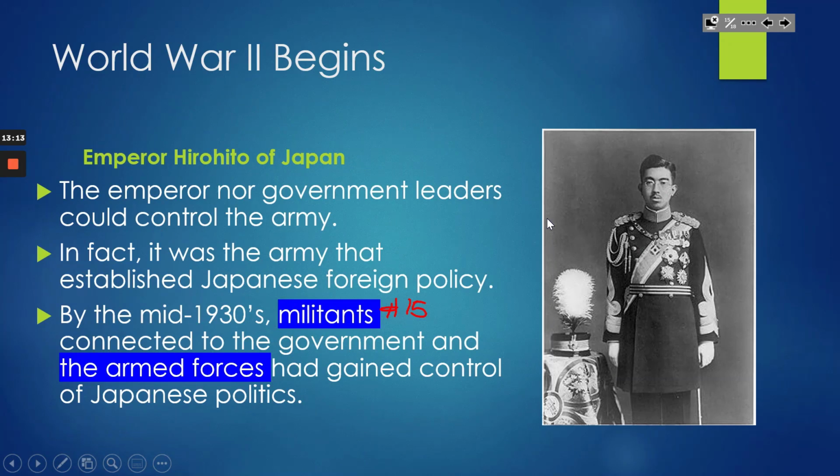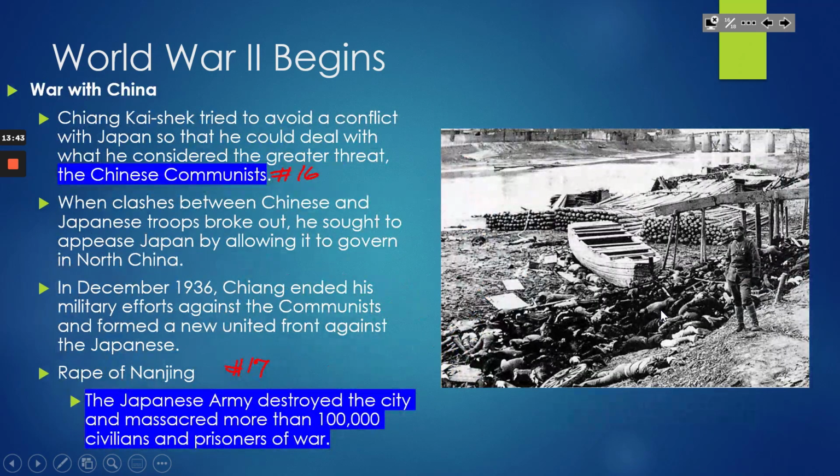So that's what happens. This is number 15. This is Hirohito of Japan. He is seen now more as a figurehead because his army and government leaders that were militants now gain control of the politics and decision making for Japan, right? So he no longer has the authority per se. It's now in the hands of the armed forces and militants that take over, all right? This is 16 and 17.